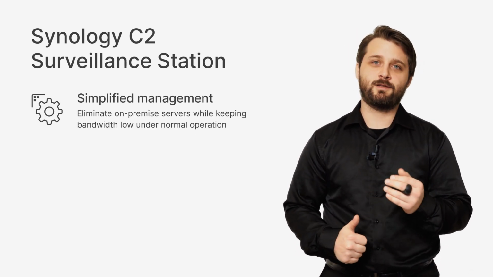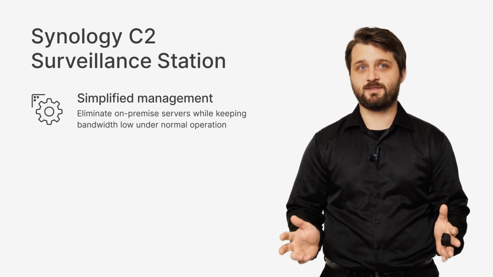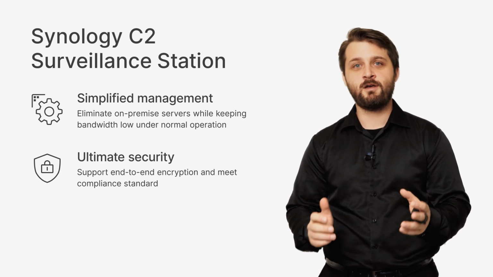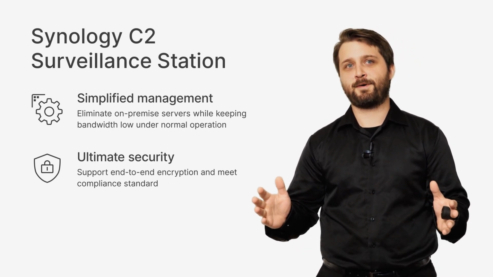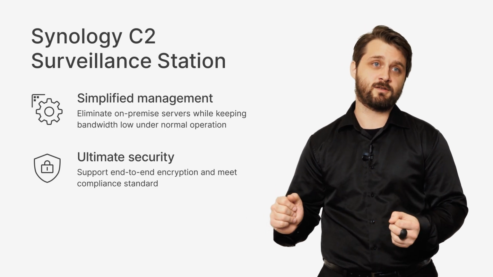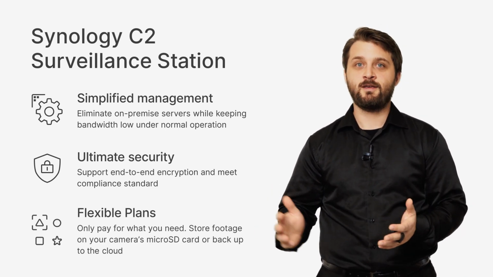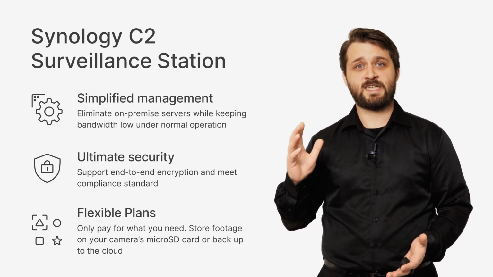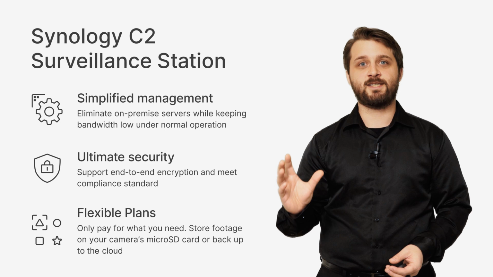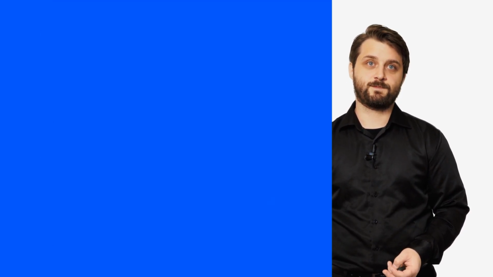Overall, Synology's C2 Surveillance Station really simplifies your surveillance management for your deployment. You basically get to eliminate on-premises servers while keeping bandwidth low under normal operations. You also have good levels of security by using Synology C2 Surveillance Station. All of Synology's C2 services are protected by end-to-end encryption, and that is also true for Synology's C2 Surveillance Station. And finally, there are flexible plans associated with C2 Surveillance Station. With using Synology's C2 Surveillance Station with just the C2 camera, you get a lot of great features. And by adding that license, you also get deeper retention and backup functionality for your surveillance footage.